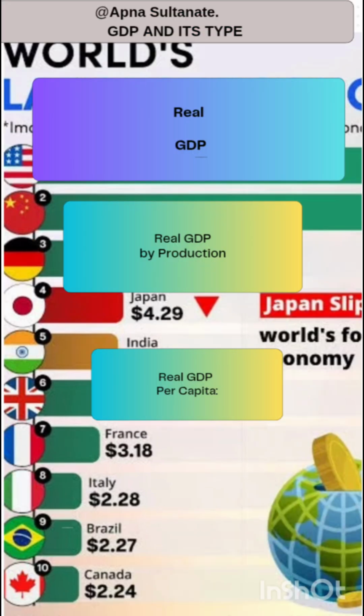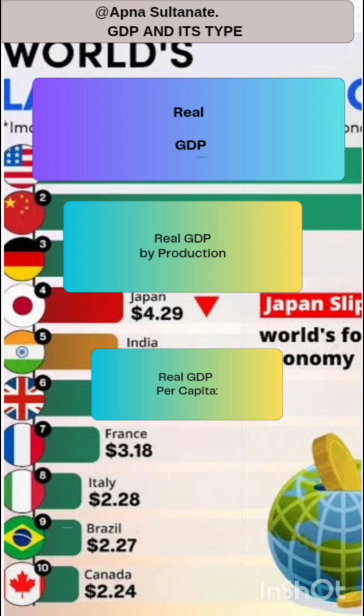Two parts or views of real GDP. 1. Real GDP by production. 2. Real GDP per capita. 1. Real GDP by production. This shows the actual output of goods and services adjusted for inflation. It focuses on how much a country is truly producing, not just how expensive things have become.